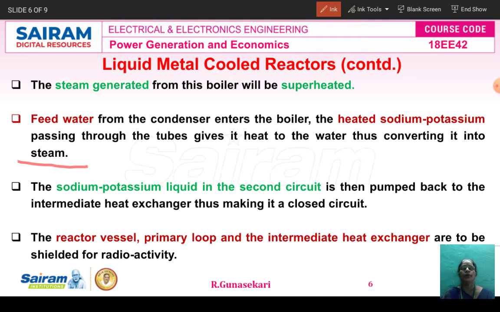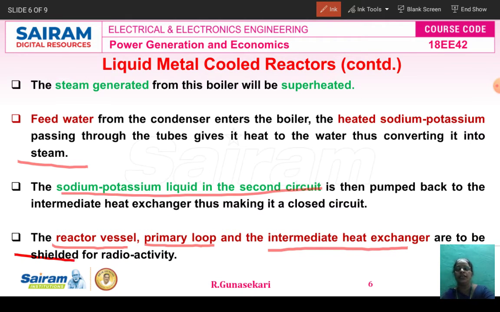The sodium potassium liquid in the secondary circuit is pumped back to the intermediate heat exchanger, which is placed in the primary circuit, thus making it a closed circuit only. The nuclear reactor vessel, the primary loop and the intermediate heat exchanger are to be shielded for radioactivity.